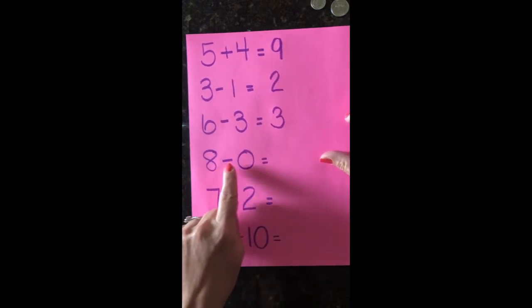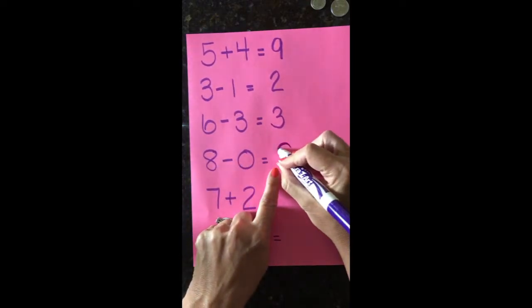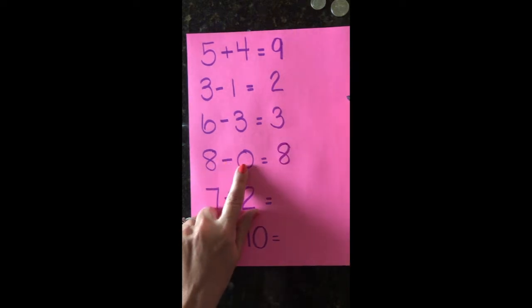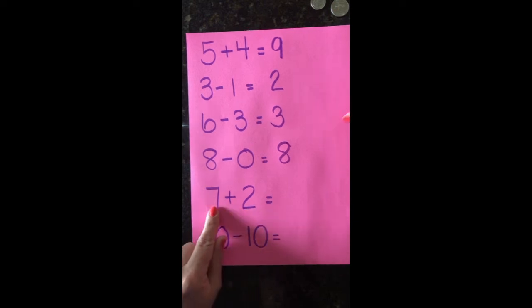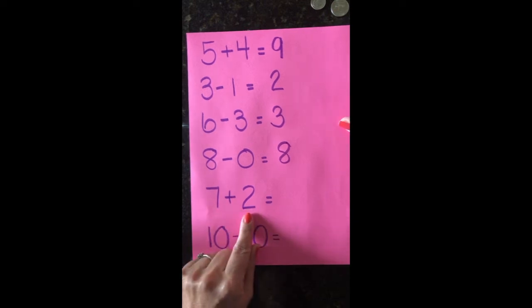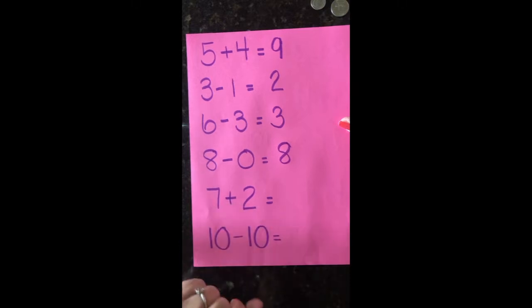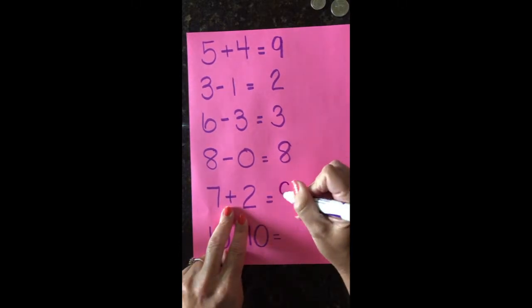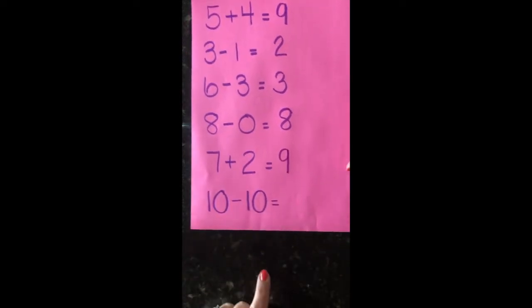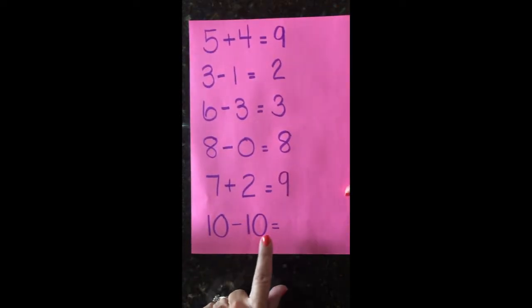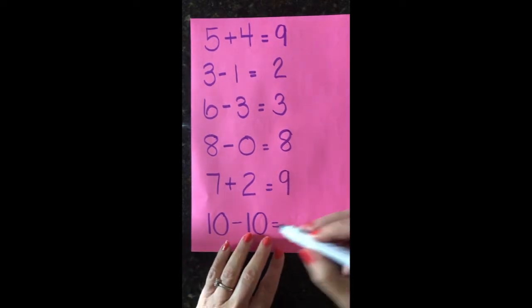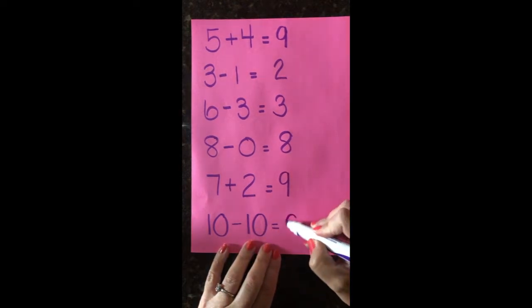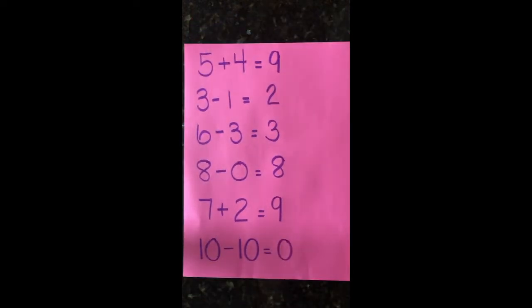Okay, the next one. 8 take away 0 equals 8. Very good, because when you take nothing away, you still have that number. 7 plus 2. 7 is our big number. Let's add 2 also to it. Ready? So 7, count on, 8, 9. The answer is 9. And our last one, 10 take away 10. When you have a number and you take all of it away, do you have anything left? No. So 10 take away 10 equals 0. Very good. All right. So a review from the last time.